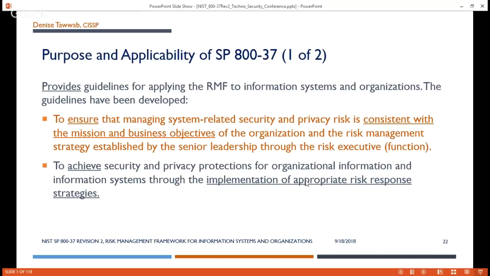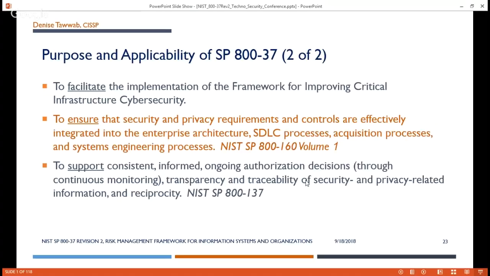To achieve security and privacy protections for organizational information and information systems through the implementation of appropriate risk response strategies is part of what the guidelines allow you to do. 837 also allows you to facilitate the implementation of the framework for improving critical infrastructure cybersecurity. And some of you are in critical infrastructure places like transportation, energy.